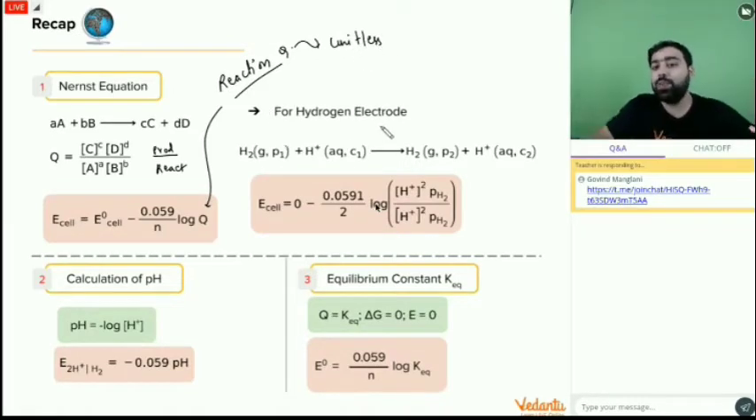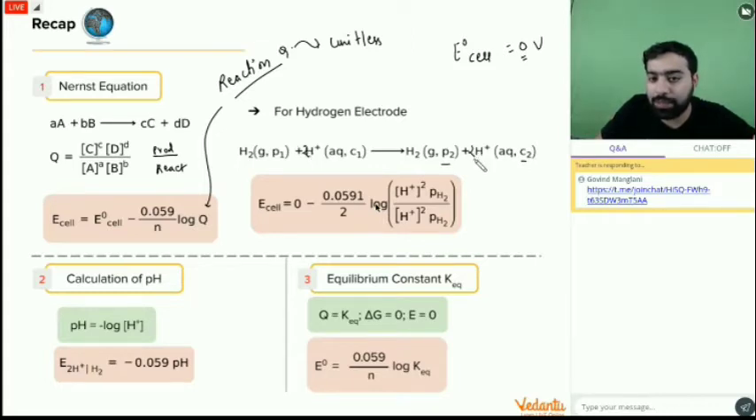Next we studied the hydrogen electrode. For the hydrogen electrode, E cell is equal to E naught. You know that E naught cell for a hydrogen gas electrode is always zero because cathode and anode both are the same. So 0 volt, minus 0.059 by 2 log of product by reactant. So the product is pressure P2 and concentration C2 squared, because it will be 2 times H plus here. So H plus squared. So this is about the hydrogen gas electrode. We solved many questions based on that.